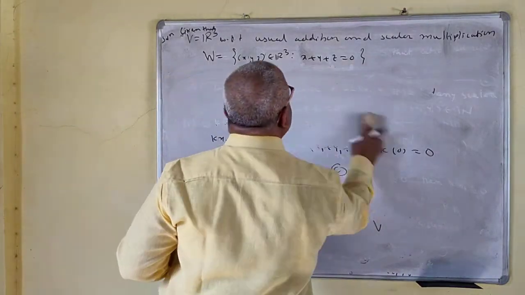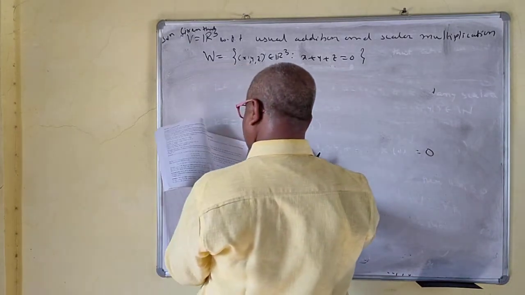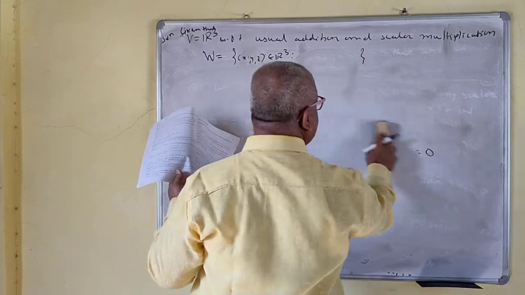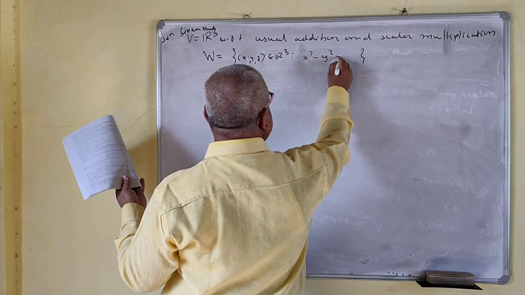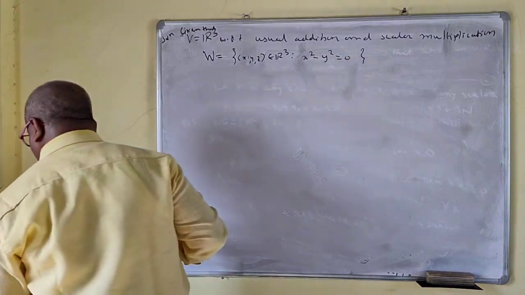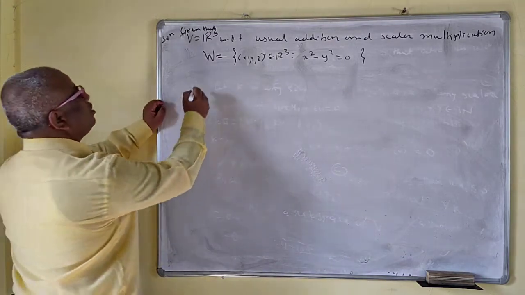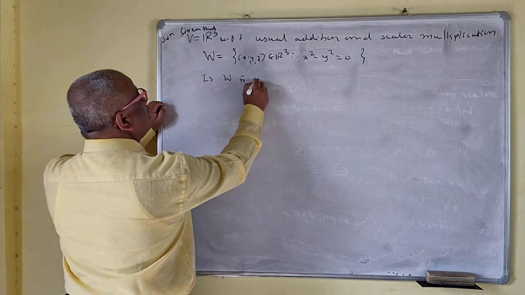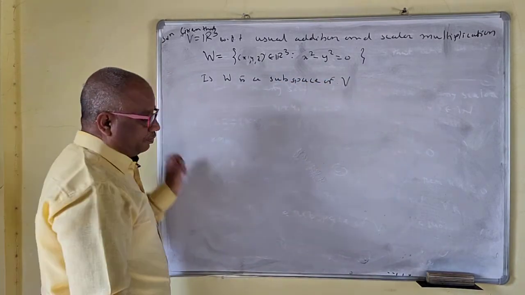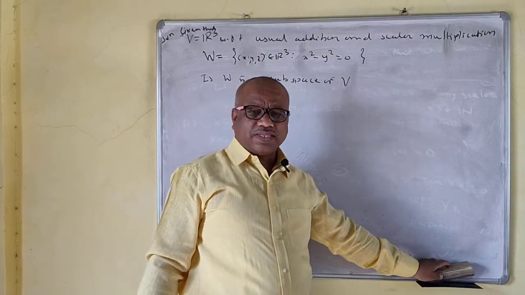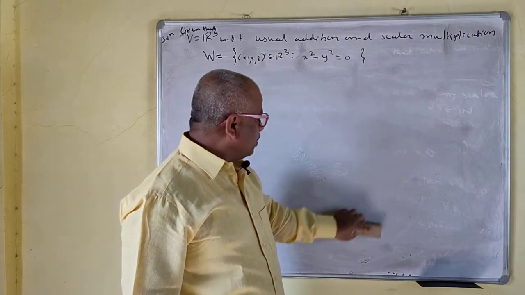Let V equal R3 be the vector space with usual addition and scalar multiplication. Now the condition given is x square minus y square is equal to 0. Then W is a subspace of V. Note that something like x square plus y square would not be a subspace. We'll prove this is not a subspace now.